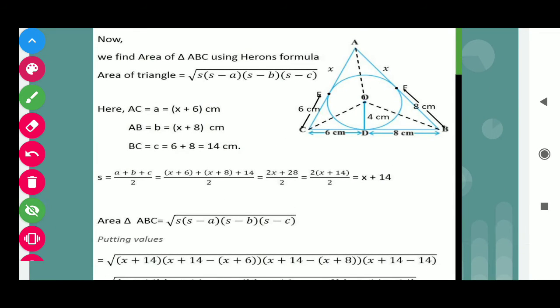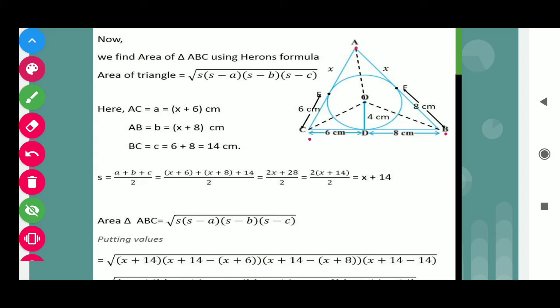अब students आप यहाँ देख सकते हैं we find the area of triangle ABC. Area of triangle आप 9th क्लास में स्टडी कर चुके हैं. Heron's formula. Heron's formula: area of triangle is under root S into S minus A, S minus B, S minus C. Here AC is X plus 6, AB is X plus 8 and BC is 14 centimeter.